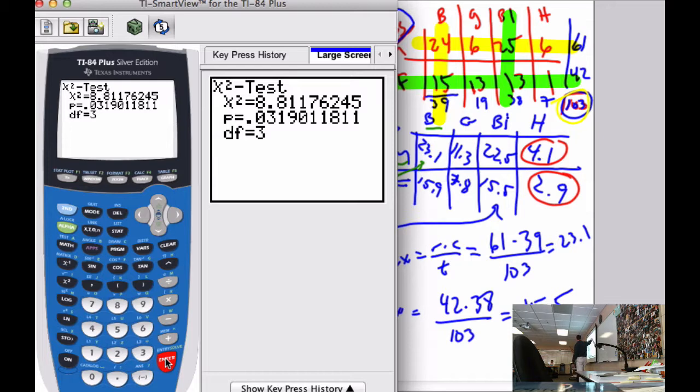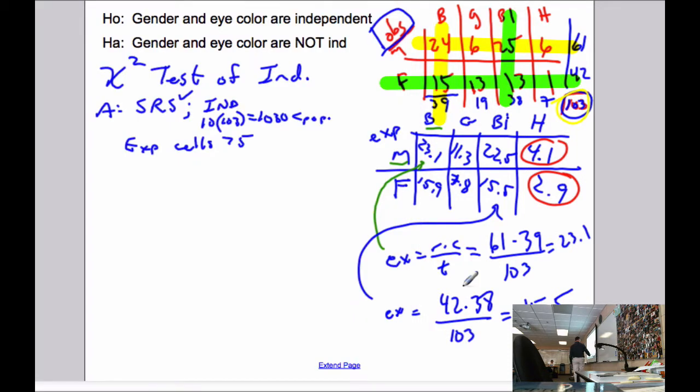There it is. There's your chi-squared value, there's your p-value, there's your degrees of freedom. Let's see where those numbers came from. Let me go back to this. And what I would do is I would write that down. Chi-squared was 8.81. Yep. P-value was 0.0319, so 0.032.